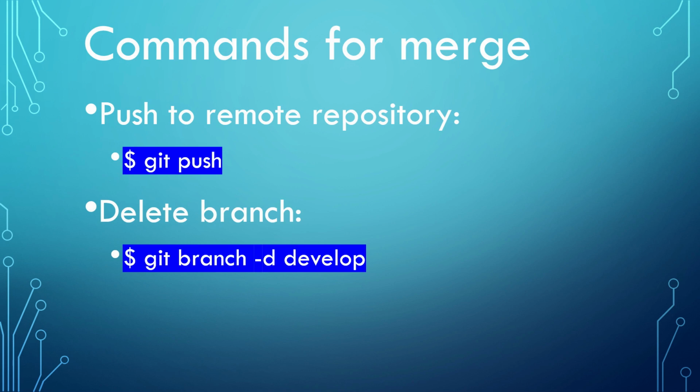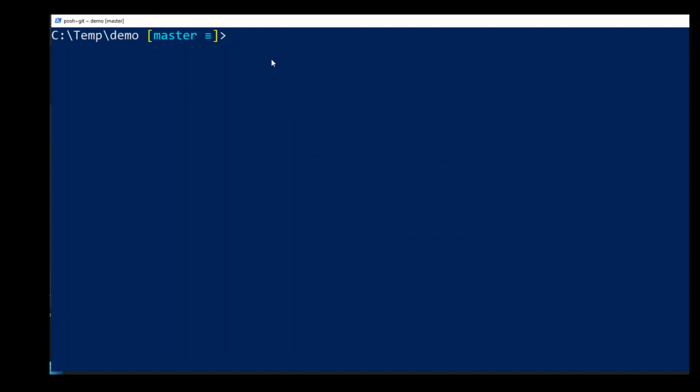If the develop branch is no longer needed, you can delete it with the -d option: git branch -d develop. Now it is time for a live demo.